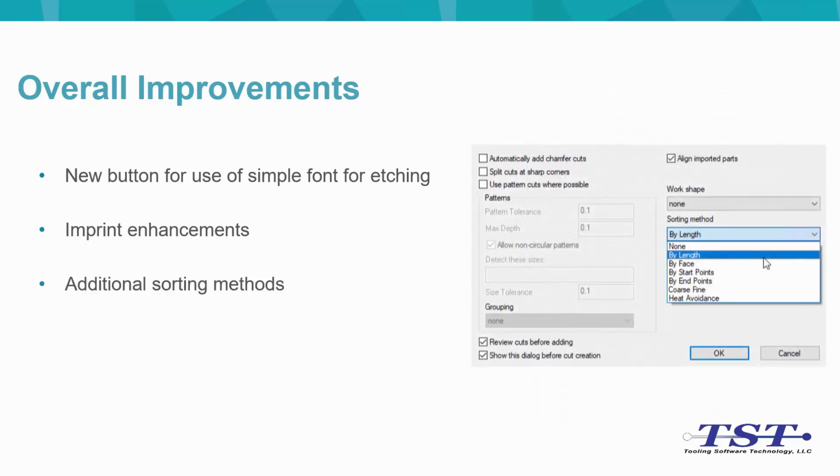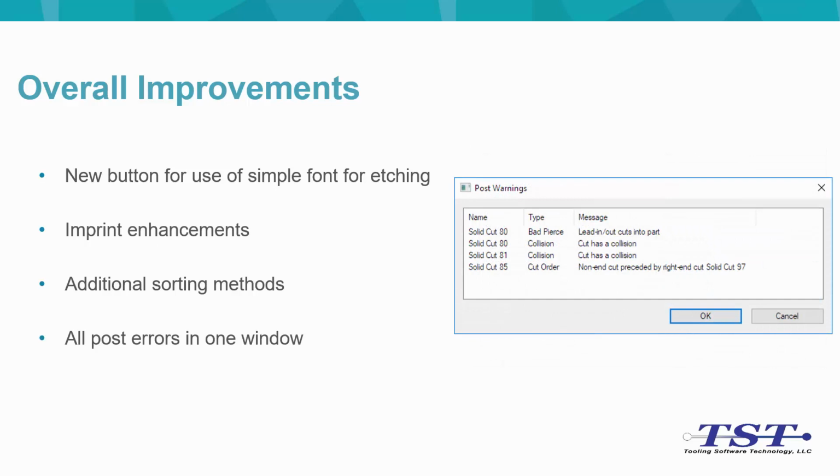They've introduced additional sorting methods as well, so that when you're running the auto cut, you can have it sort by length, by face, by start points, end points, by coarse fine, as well as heat avoidance.